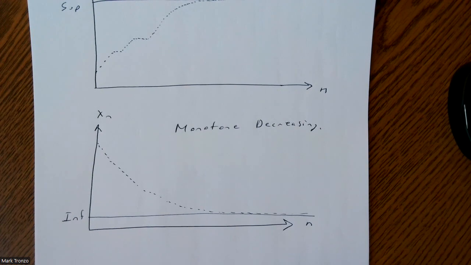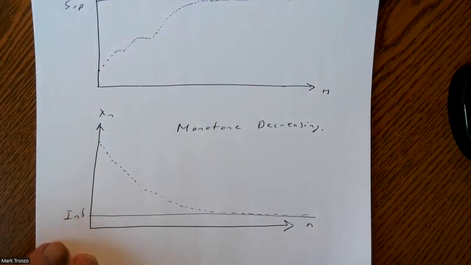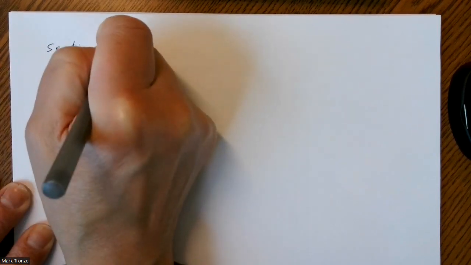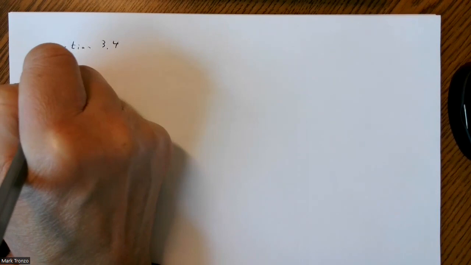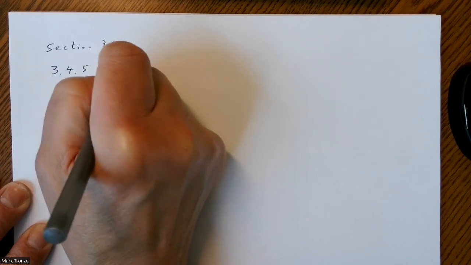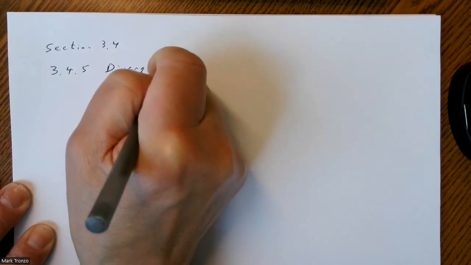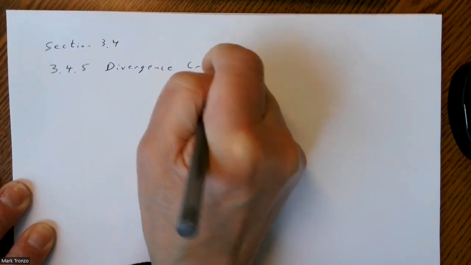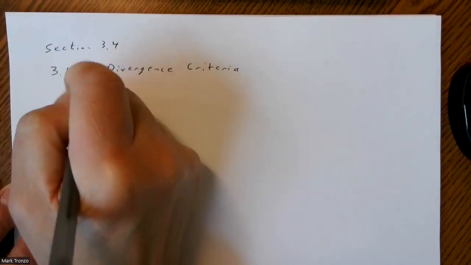And let me do a couple of other things here. I'm taking the most important theorems and something we call divergence criteria. We talked a little bit about this before as well. And this is maybe section 3.4.5, Divergence Criteria.